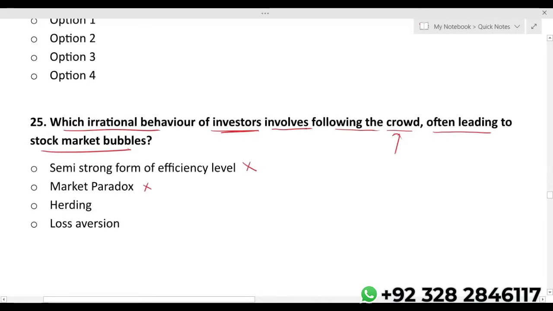Which irrational behavior of investors involves following the crowd? That is herding. In herding, basically we start following others, and that can create stock market bubbles. Loss aversion means I will not make any investment where there is even a small chance of loss. So the irrational behavior of just following the crowd, which is herding, can lead to a stock market bubble. Again, I would say a decent question.